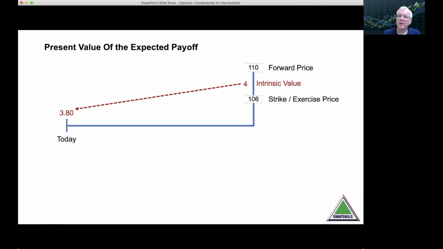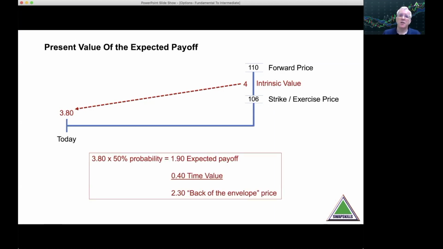Now, what's the probability that's going to happen? Well, let's say there's a 50% probability. So 50% probability, I'll have to pay you out $3.80, which means I've got a payoff here of $1.90. Now, on top of that, I've added on a figure of 40 cents, so just plucked a number out of the air. This is what we call time value or extrinsic value.